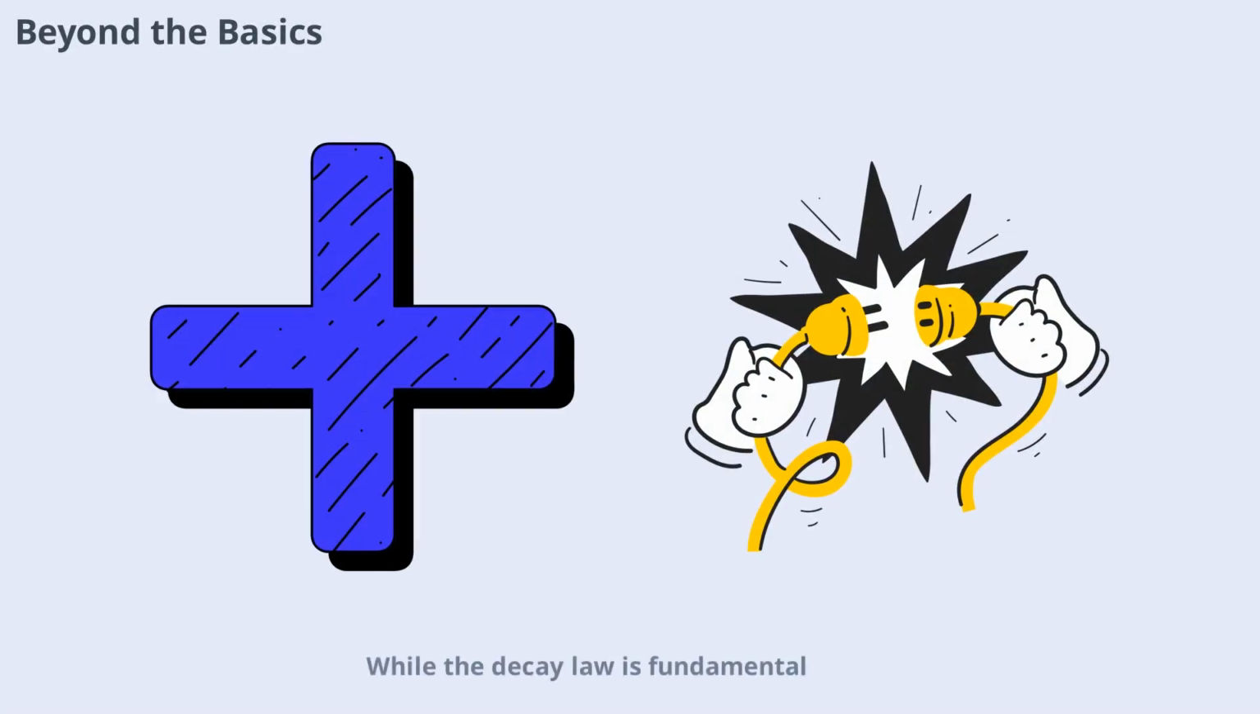While the decay law is fundamental, it doesn't capture every nuance of radioactive processes. There's a missing piece, a mathematical series that describes the sequence of decay events over time. By introducing this concept, we can better understand not just how much of a substance remains, but the order and timing of each radiation emission. This deeper insight helps bridge the gap between simple equations and the complex reality of atomic transformation.